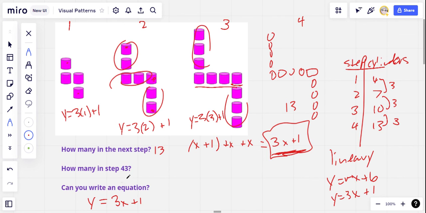But all that remains for us now is really to just use this equation to calculate the number of cylinders in step 43. So we can say y equals 3 times step 43 plus 1. And 3 times 43. Well, 3 times 40 is 120. 3 times 3 is 9, so that's 129 plus 1. So we have 130 of these pink cylinders in step 43.